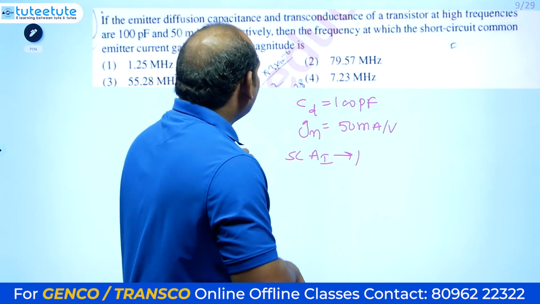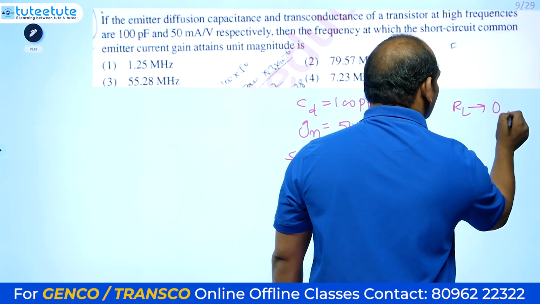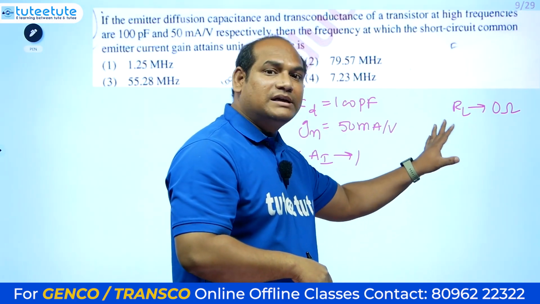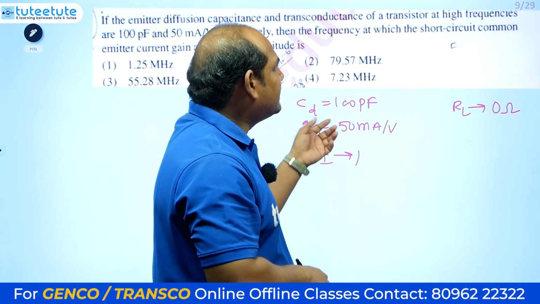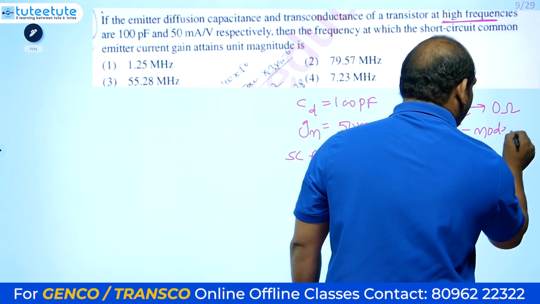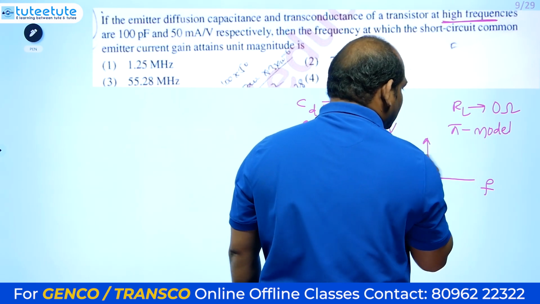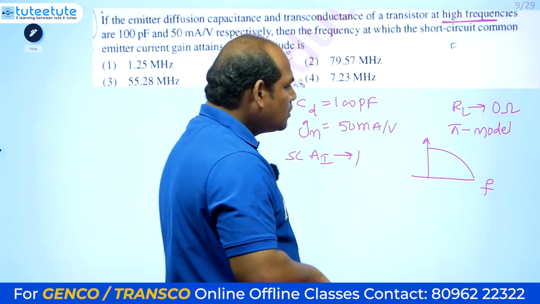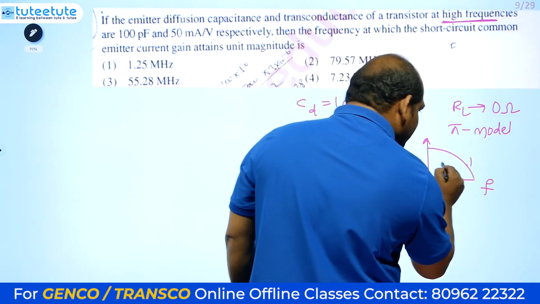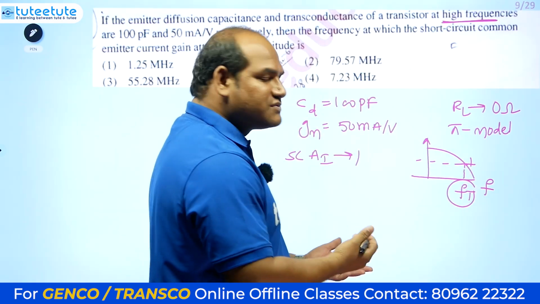So we have a formula for this. Short circuit current gain means you need to take the load resistance value equal to 0 ohms; the output terminal should be grounded. At this particular moment we need to work it out. They have clearly said it is about high frequency. High frequency means we have to use the pi model for the transistor analysis. If you take the frequency versus gain plot, you will get it like this. What they are asking is at what frequency this gain becomes 1. That means unity, which is represented with fT. That is what we need to calculate.